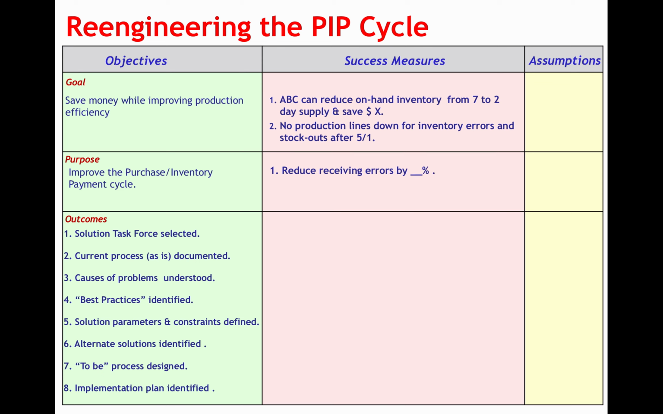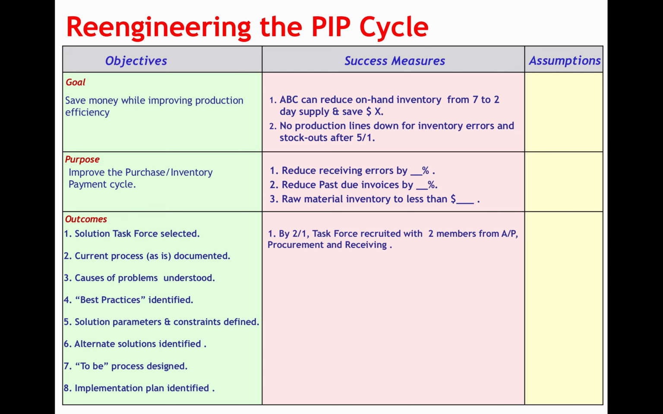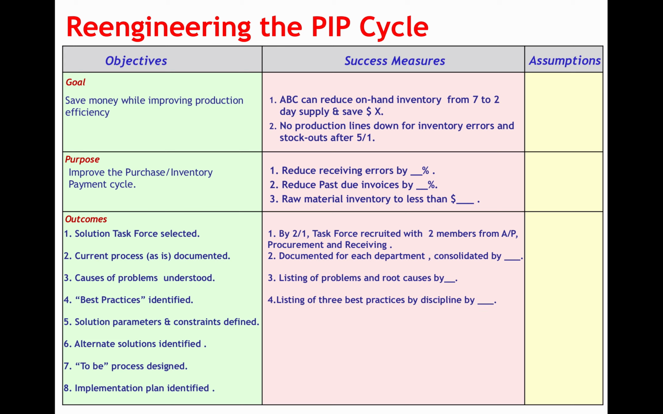Let's pop down now to improving the purchase inventory payment cycle. There are 3 aspects to this: reducing the receiving errors, reducing the past due invoices, and making sure the raw material inventory is accurate and reducing it to less than X dollars. The team went ahead and set measures for each of these outcomes. By such and such a date, task force is recruited with 2 members from each of these 3 functions. Current process is documented. Cause of problems is better understood. They've identified some of the best practices, come up with solution parameters and constraints like budget, resources, and scope.